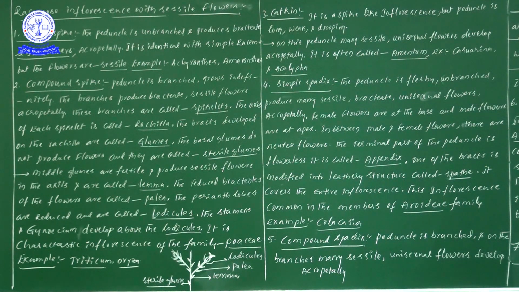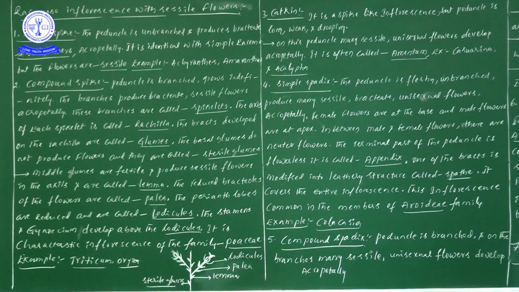All the time the word acropetal comes, so there is no need to remember it very exactly. So sessile flowers are definitely present, unisexual flowers are definitely present, all these sessile and unisexual flowers present acropetally. This particular catkin inflorescence we are calling by one more name, amentum.